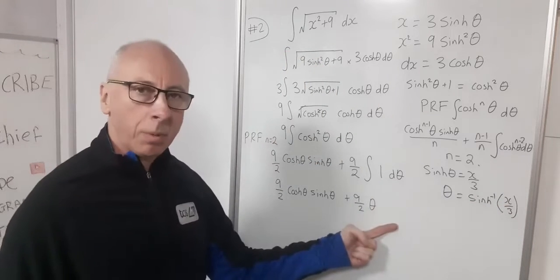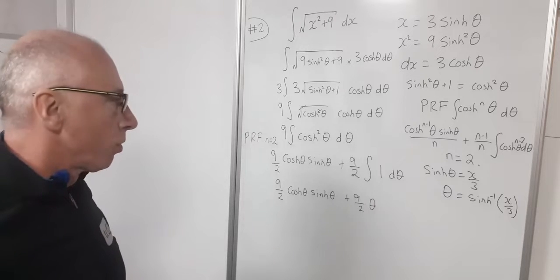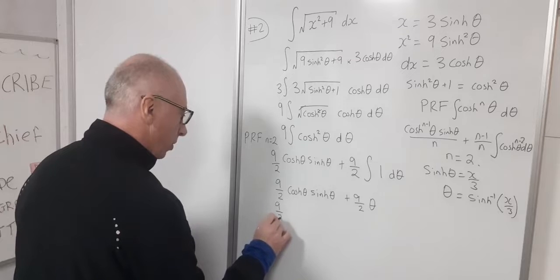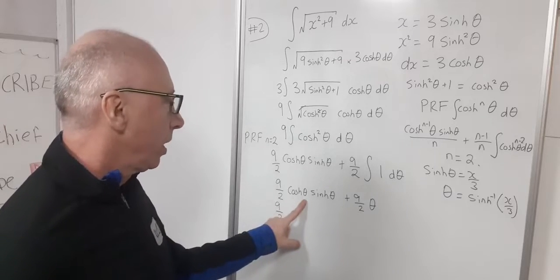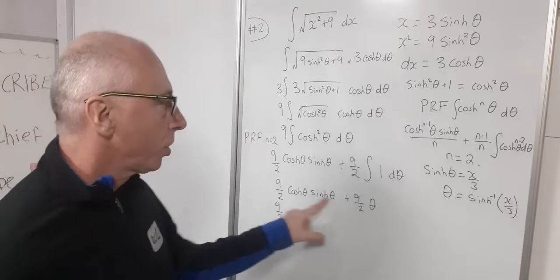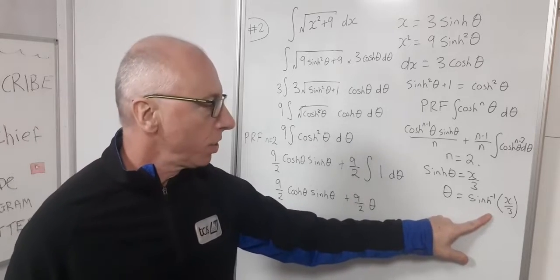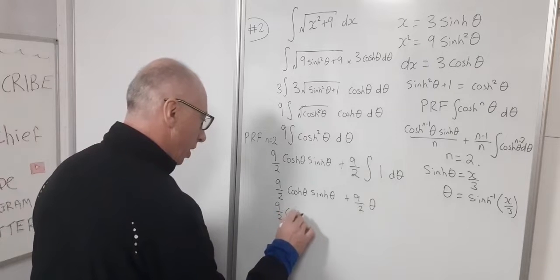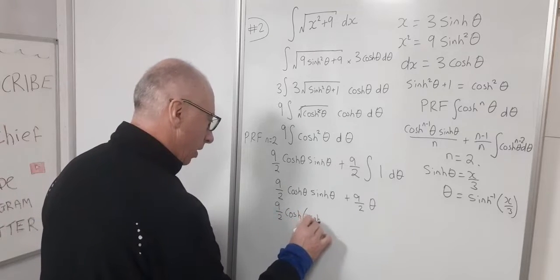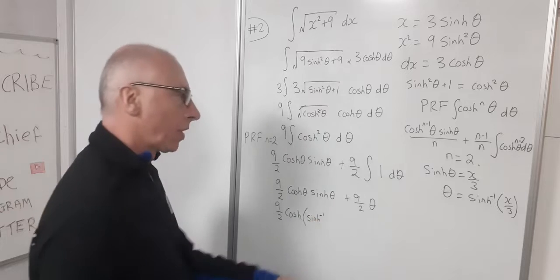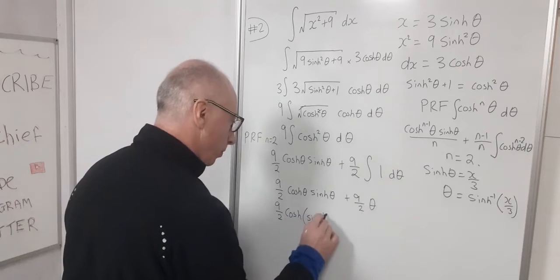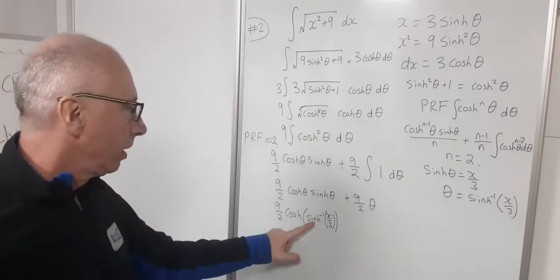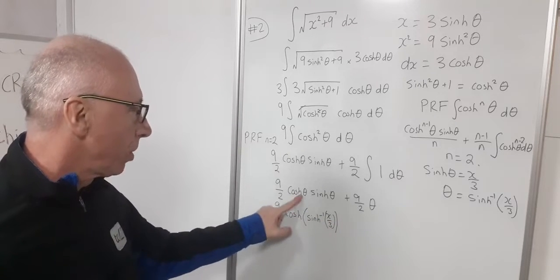So I can put that into my result so far and see where that takes me. Now I've got 9 over 2 cosh theta. Well, that's going to be cosh of this inverse sinh, so cosh of the inverse sinh function, which is x over 3 for this integral here. So that will go in there.